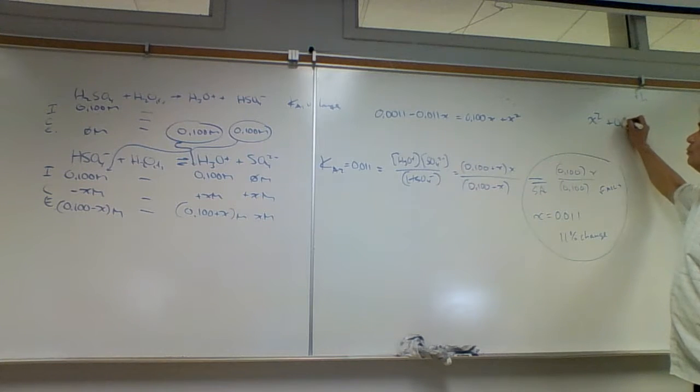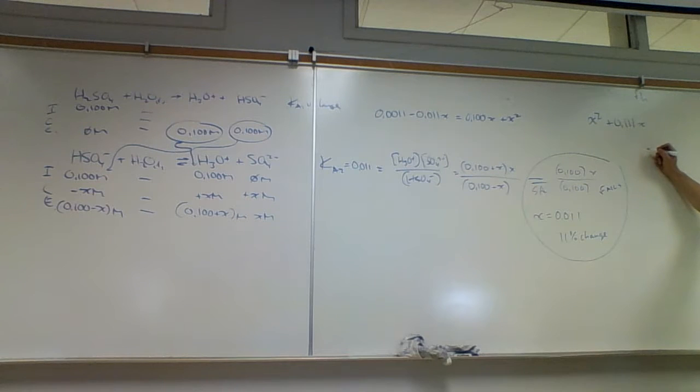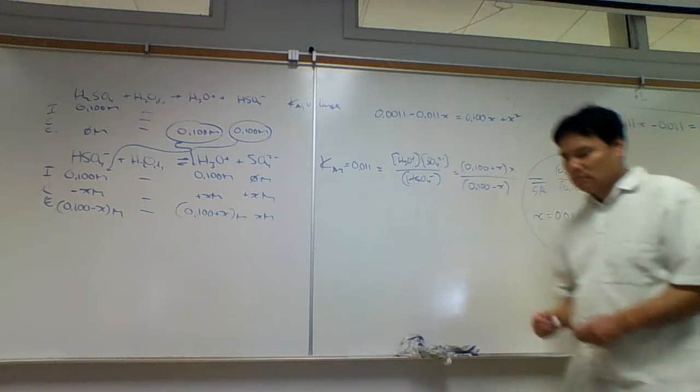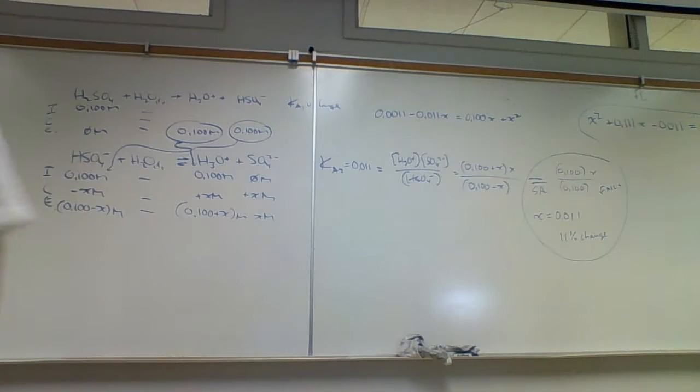So this is going to be X squared plus 0.111X minus 0.011, and this is going to equal 0. So this is my quadratic. And then I'm just going to go to the quadratic solver.